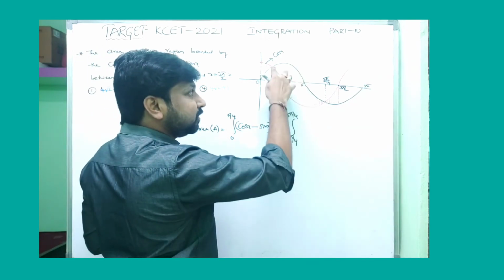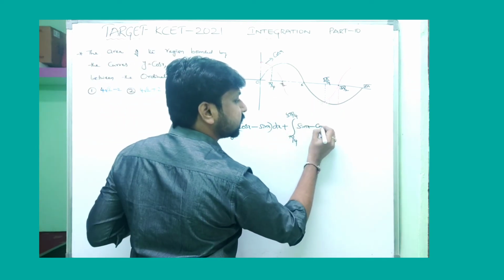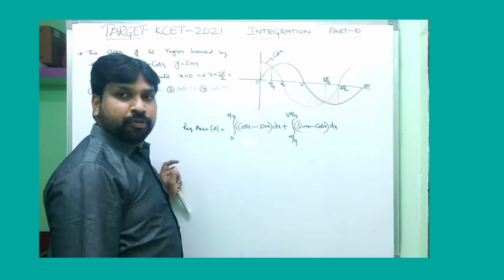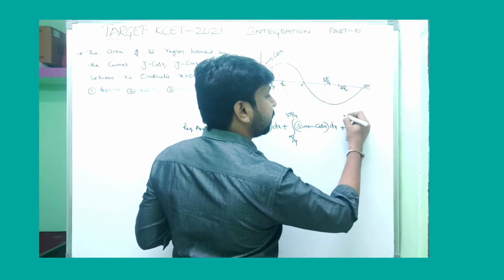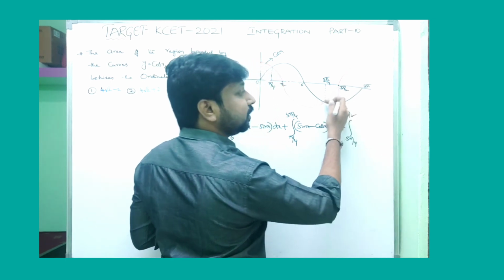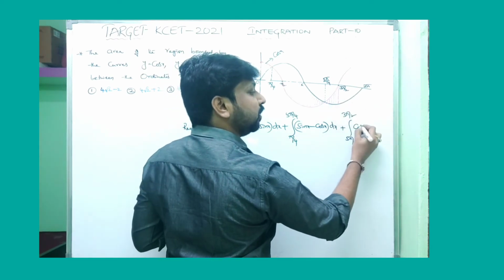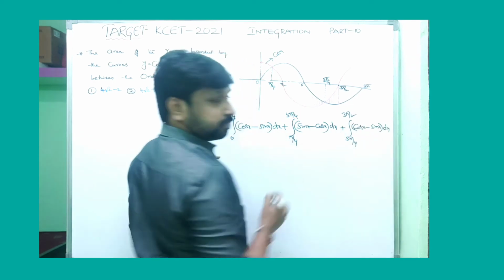So sin x, then cos x is coming down. That's what you need to write: sin x minus cos x dx between pi by 4 and 5 pi by 4. Again let's move to 5 pi by 4 to 3 pi by 2. You are getting red color is upper, means cos x is the upper curve and sin x is the lower curve. Then you need to write cos x minus sin x dx.